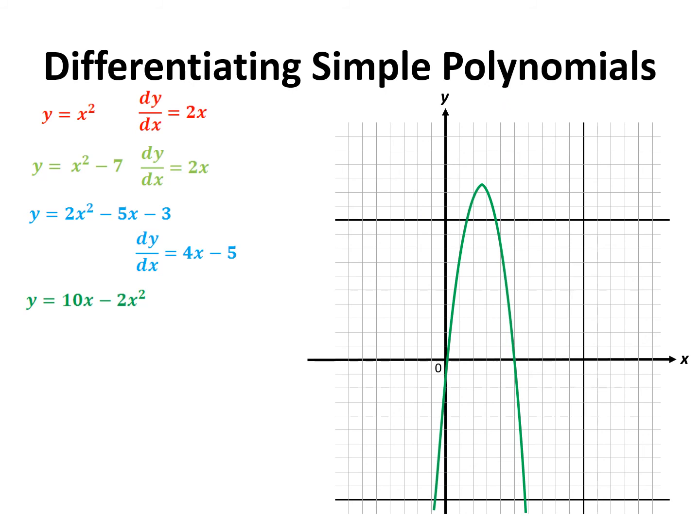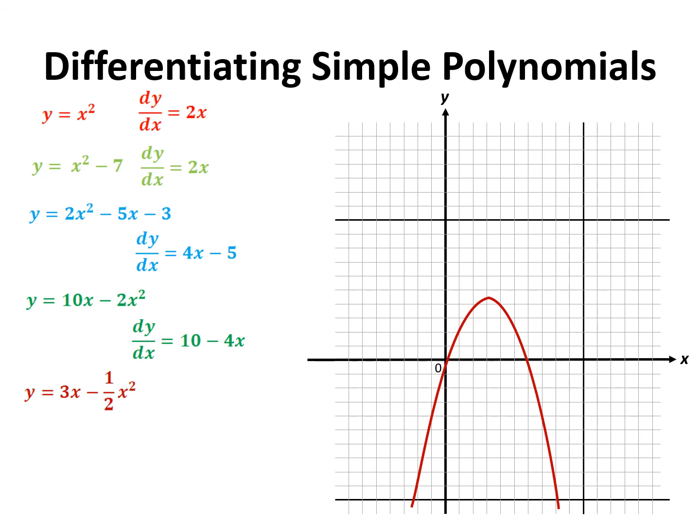So here's another equation. y equals 10x minus 2x squared. So 10x, we can remember this in two ways. You can either remember you multiply the power by the number in front, and then reduce the power by 1. Or you can just remember that 10x just becomes 10. The minus 2x squared is going to become minus 4x. So we get 10 minus 4x.